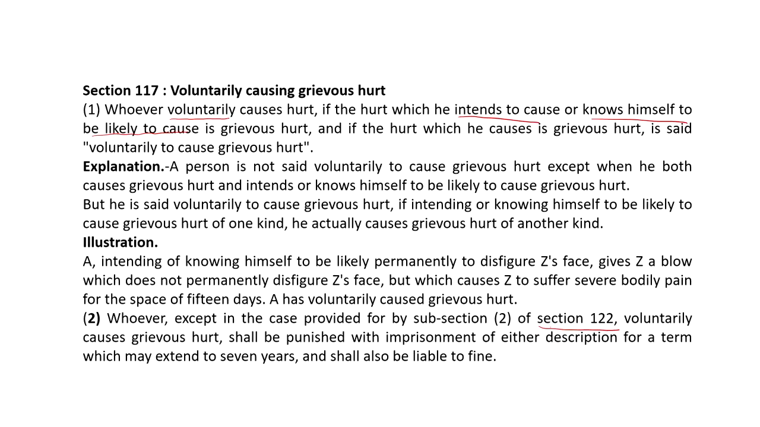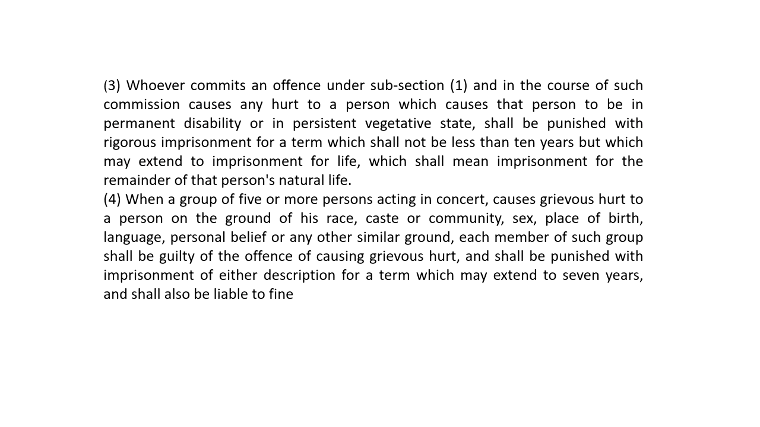So what it says: whoever, except in the case provided for by subsection 2 of section 122, voluntarily causes grievous hurt, shall be punished with imprisonment of either description for a term which may extend to 7 years, and shall also be liable to fine. Whoever commits an offence under subsection 1 and in the course of such commission causes any hurt to a person which causes that person to be in a permanent disability or in a persistent vegetative state shall be punished with rigorous imprisonment for a term which shall not be less than 10 years, but which may extend to imprisonment for life, which shall mean imprisonment for the remainder of that person's natural life.